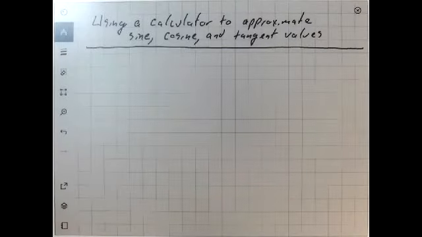Using a calculator to approximate sine, cosine, and tangent values. Being able to use a calculator really makes things easy as far as trying to calculate and get decimal approximations instead of exact values, but there is one thing to pay close attention to.